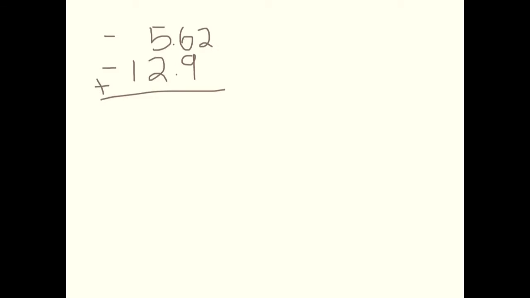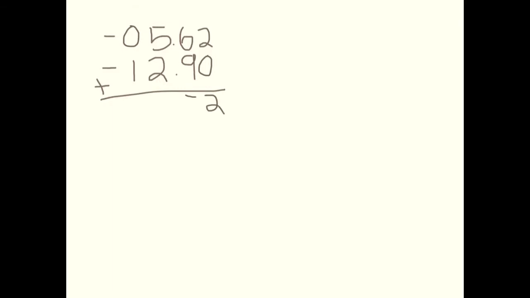This is how you add decimals. So what you do is you have negative 5.62 plus 12.9. So you're going to put zeros here and here, so it'll be easier to add. And you add regularly. So 2 plus 0 is 2.